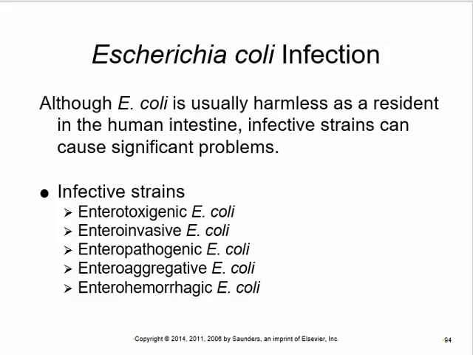E. coli normally is a harmless resident, part of the flora and fauna of your intestines, but there are strains that are virulent. The infective strains tend to be named for what they do, so enterotoxigenic, release toxins, enteroinvasive, enteropathogenic, etc. Enterohemorrhagic will make you bleed.